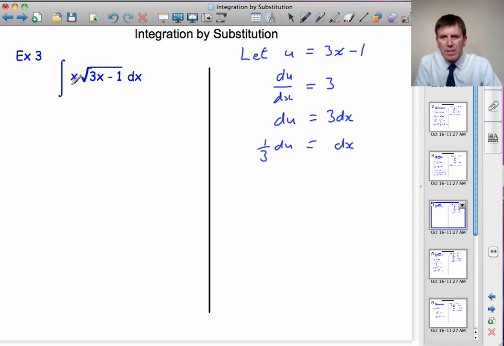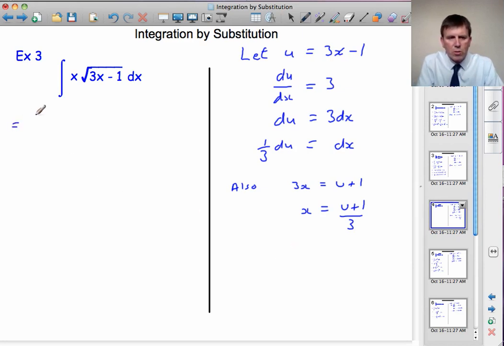We'll also need to know what x is in terms of u. So from this equation here we can say that also 3x is equal to u plus 1. So x is u plus 1 all divided by 3. And now we're in a position to carry out the integration. We can say that this is equal to the integral. The x becomes u plus 1 over 3. This is the square root of u, which is u to the power of half.